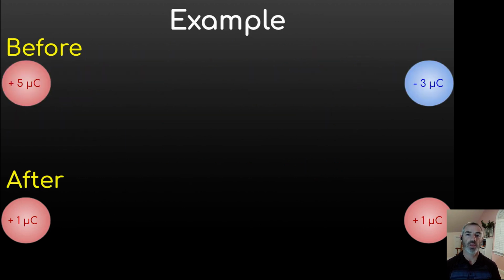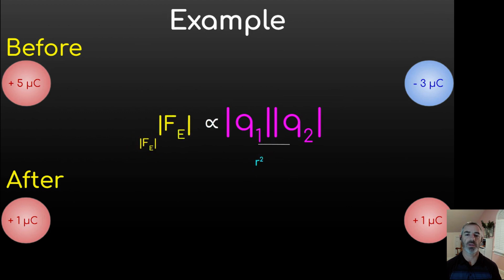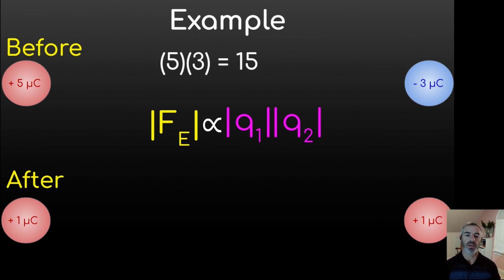And now we're going to see how those forces compare to the original compared to the new situation. So before we had a 5 microcoulomb and a negative 3 microcoulomb, and after they're each 1 microcoulomb. So what we're going to do is look at Coulomb's law equation. Now, Coulomb's law constant is a constant, and the distances are the same. So we know that the electrostatic force is going to be directly proportional to the product of the charges. So all we have to do is look at the product of the two charges. So 5 times 3 gives us 15, and afterwards we have 1 times 1, which is 1. So before, the electrostatic force is 15 times greater than after.